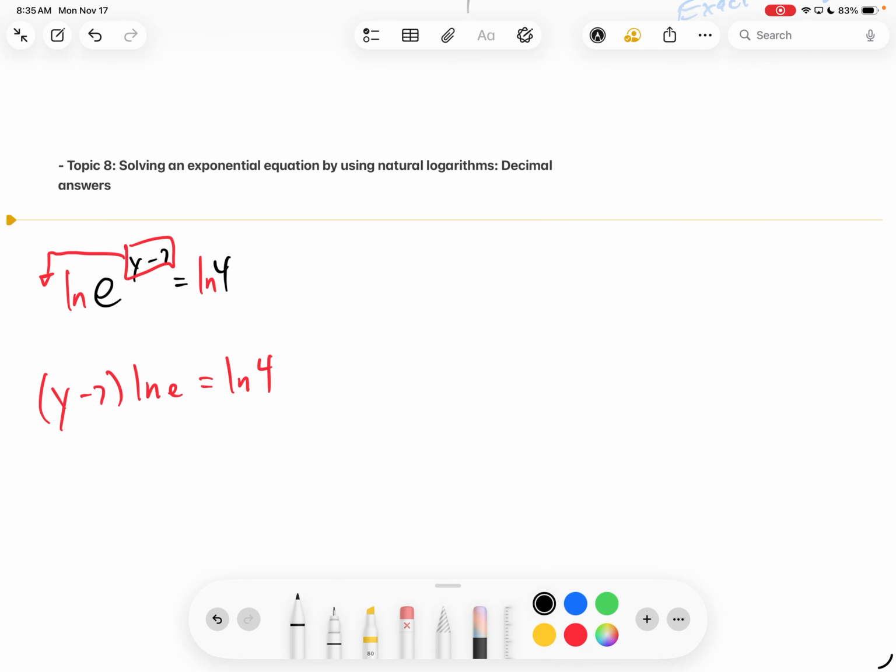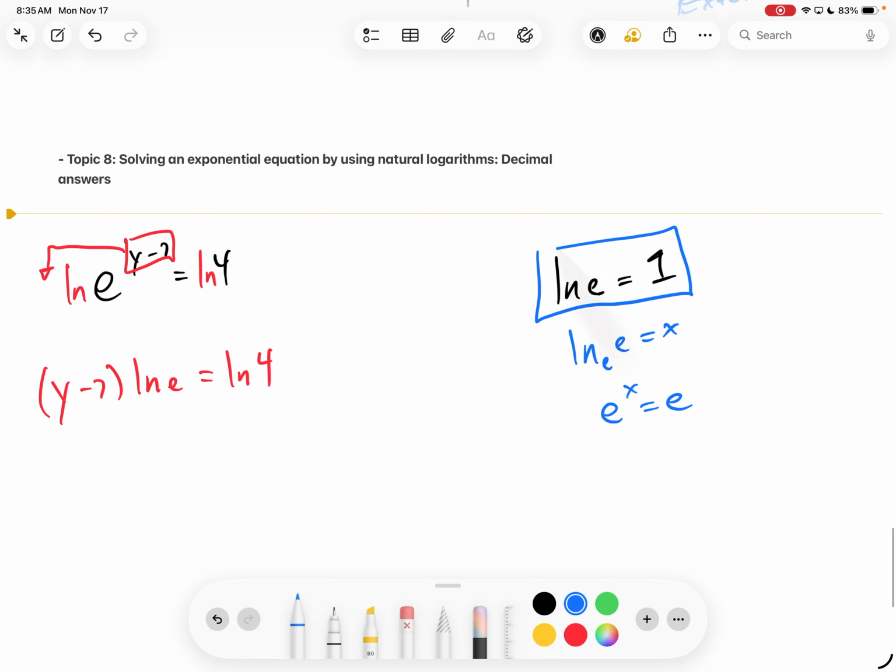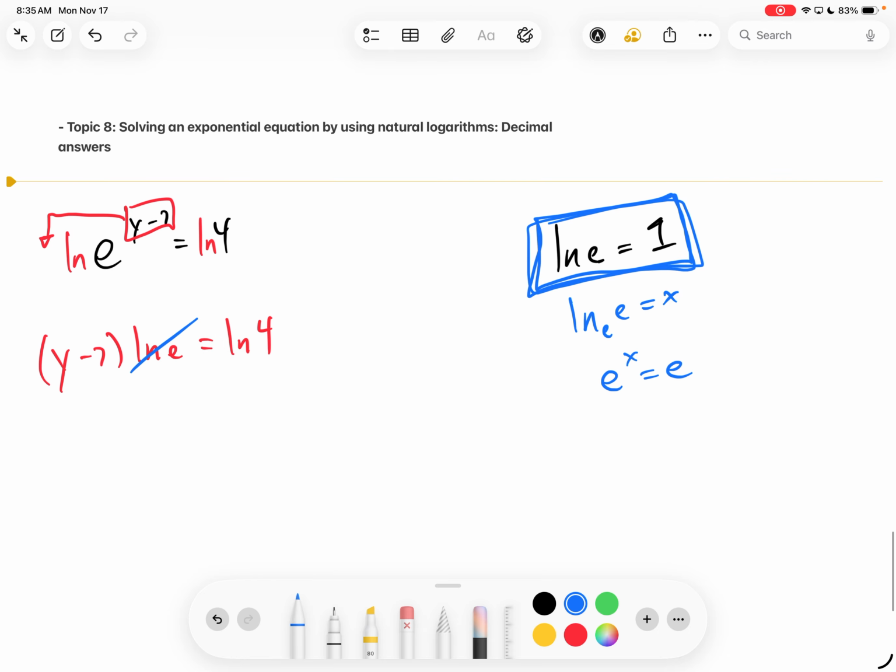Does anybody remember what the ln of e equals? The ln of e equals 1. It always equals 1 because the ln is base e, so this would be e to what power is e? 1. So anytime you see the ln of e, you always put 1. That's what makes these super easy because that just goes away. If it's just 1, it's 1 times y minus 7, which is just y minus 7 equals ln of 4.